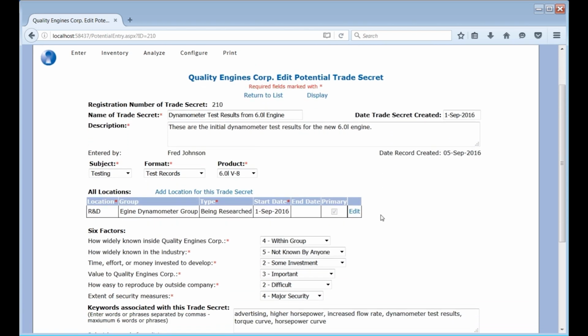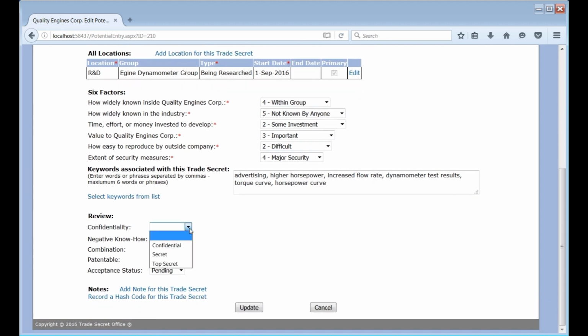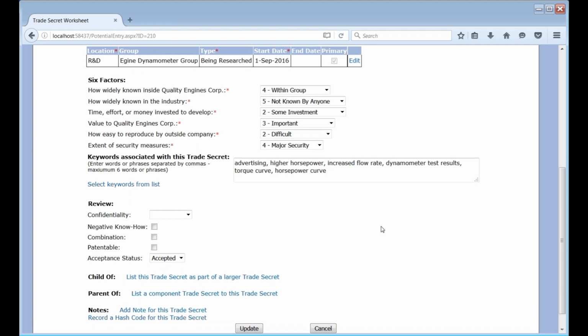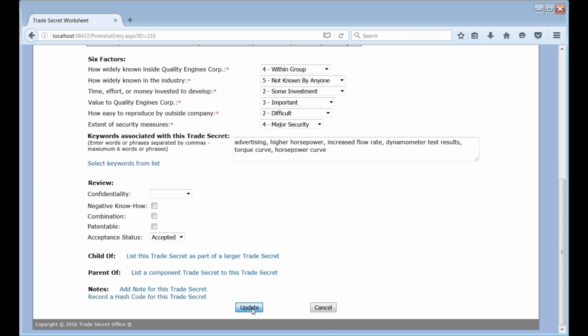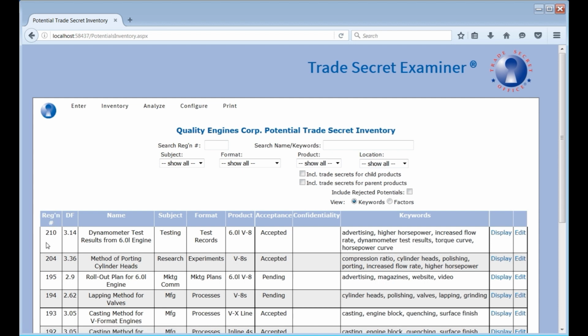And what I'm going to do is I'm going to go ahead and look at this. I can give this a confidentiality rating of confidential, secret, or top secret. For right now, I'm just going to leave that blank. But what I am going to do is accept this trade secret after I've looked at it. So let's go ahead and mark that accepted. And now I'll update. Okay, so now if I sort on the registration number and I put the most recent at the top, I can see that this new trade secret is accepted.